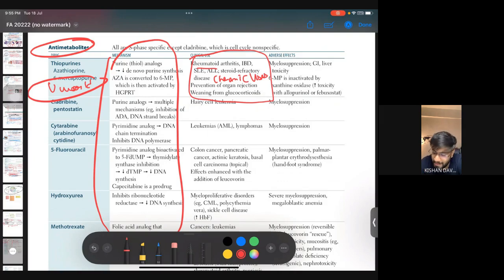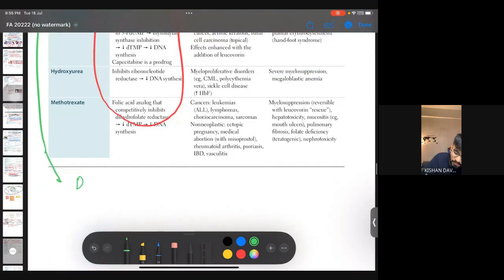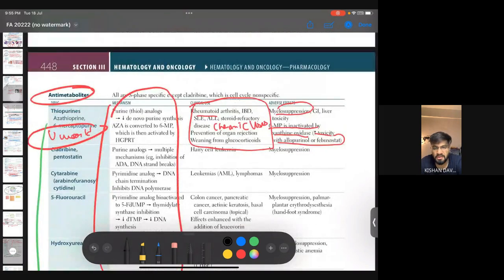Adverse effect you have to remember, myelosuppression. 6-MP is inactivated by xanthine oxidase, so toxicity increases with allopurinol and febuxostat. And the favorite question is, if you are given this, don't prescribe allopurinol. This I have seen so many times on UWorld and even in NBME. If you have given azathioprine or 6-mercaptopurine, don't give allopurinol. And why? Because this is the mechanism here. They have asked the mechanism as well as the name of a drug, what should not be given.